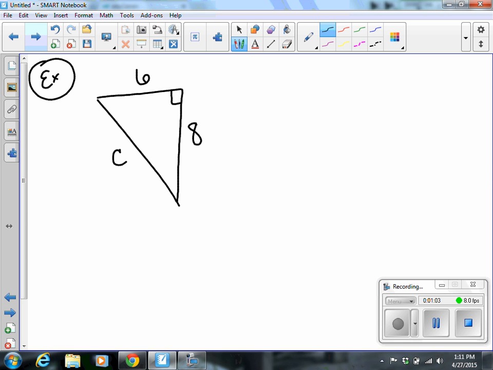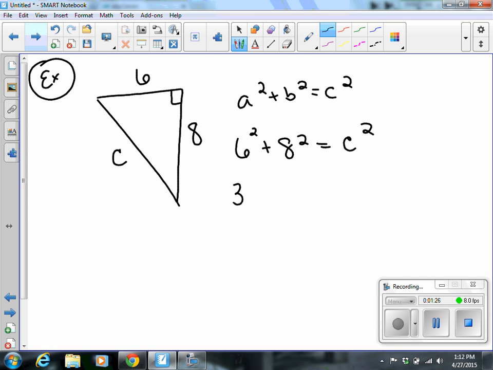if I wanted to find the lengths of C, I'd use my Pythagorean theorem. So I have A squared plus B squared equals C squared. It doesn't matter whether you say that 6 is A or if it's B, you still get the same answer. So I'm going to go with 6 squared plus 8 squared equals C squared.